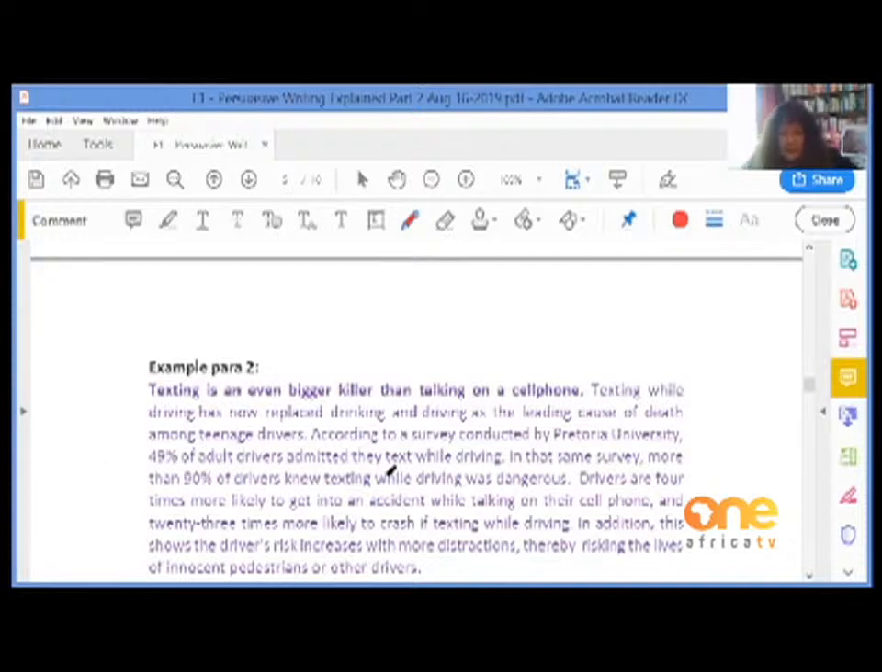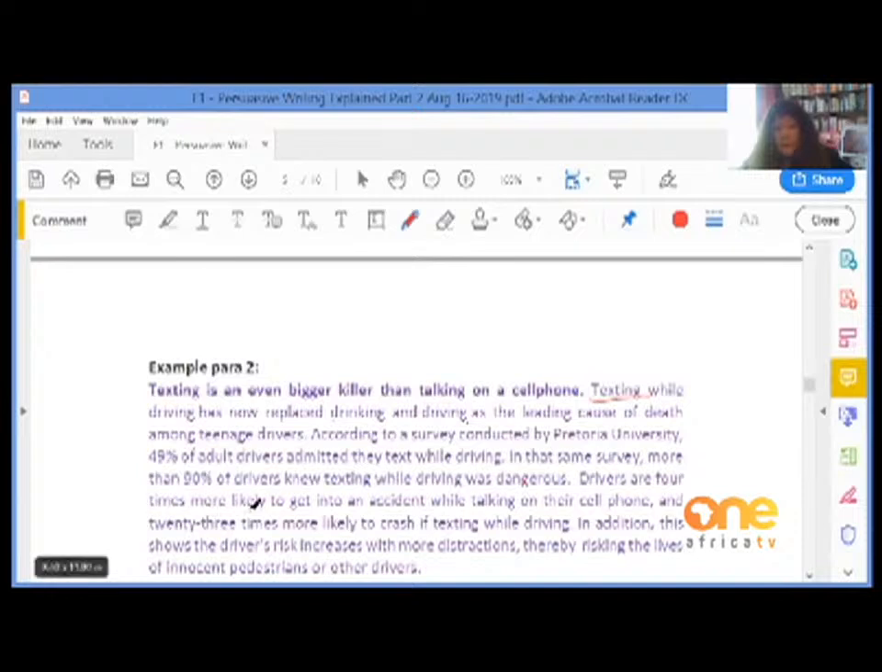Texting is an even bigger killer than talking on a cell phone. So that's even worse. Texting while driving has now replaced drinking and driving as the leading cause of death among teenage drivers. According to a survey conducted by Pretoria University, 49% of adult drivers admitted they text while driving. In that same survey, more than 90% of drivers knew texting was dangerous, but they didn't care. They didn't really care if they killed themselves or some other innocent person who's not texting.